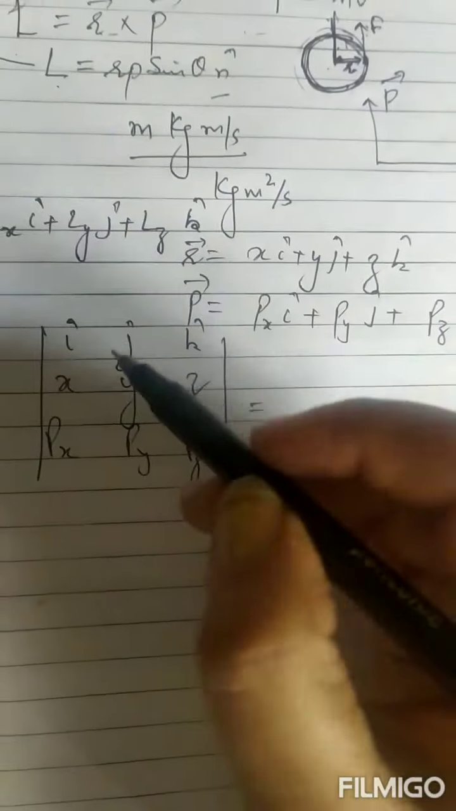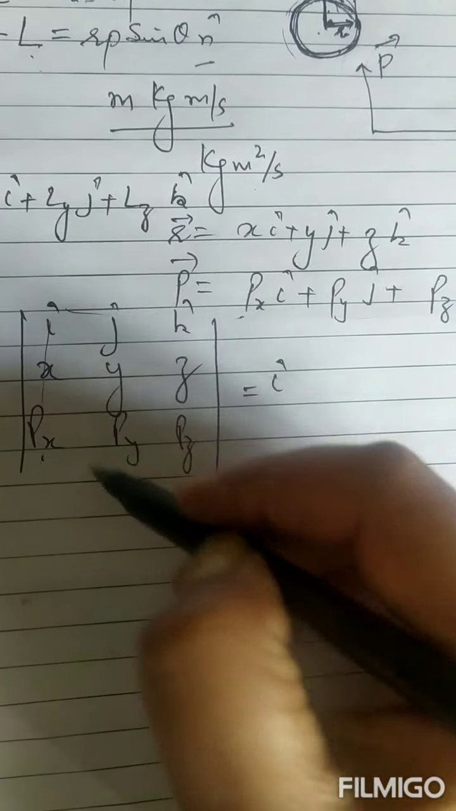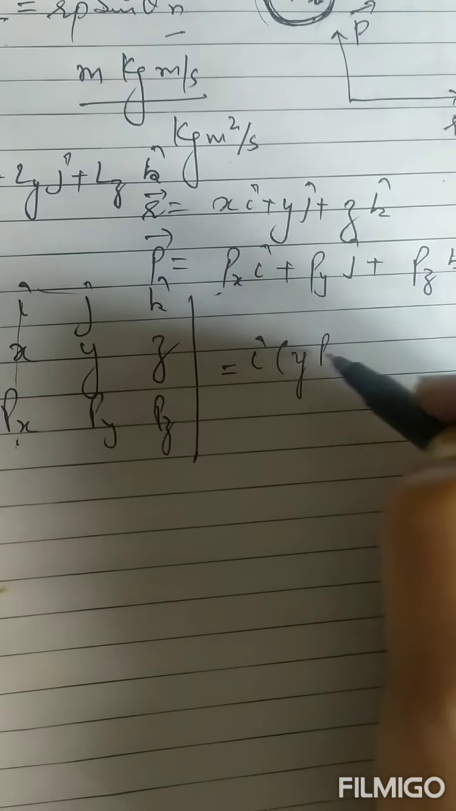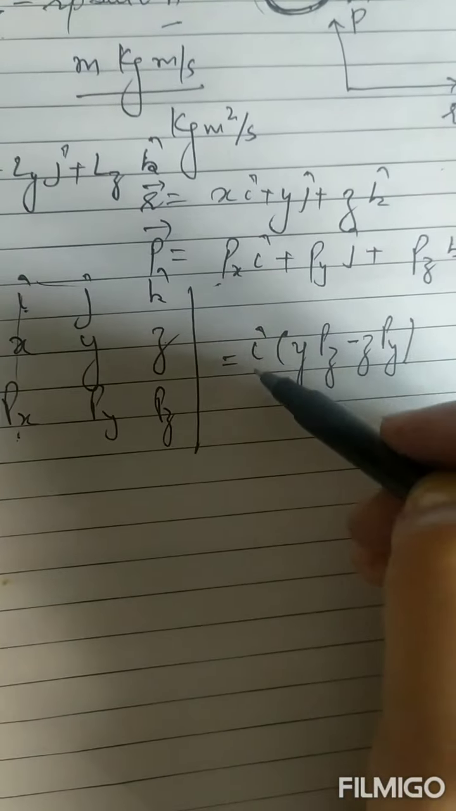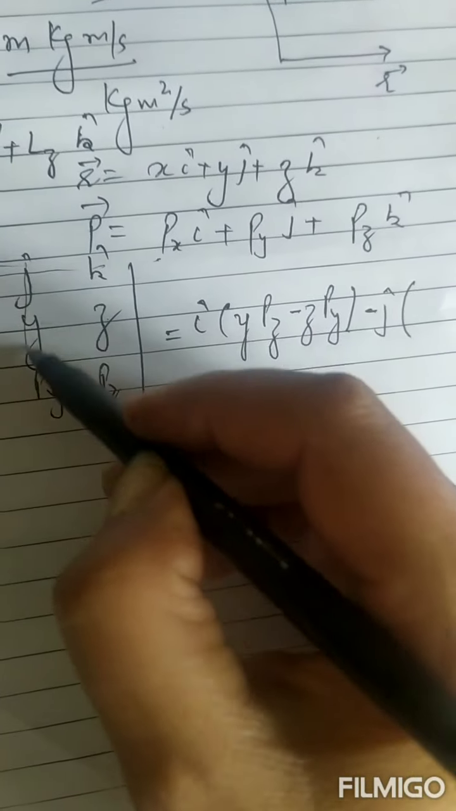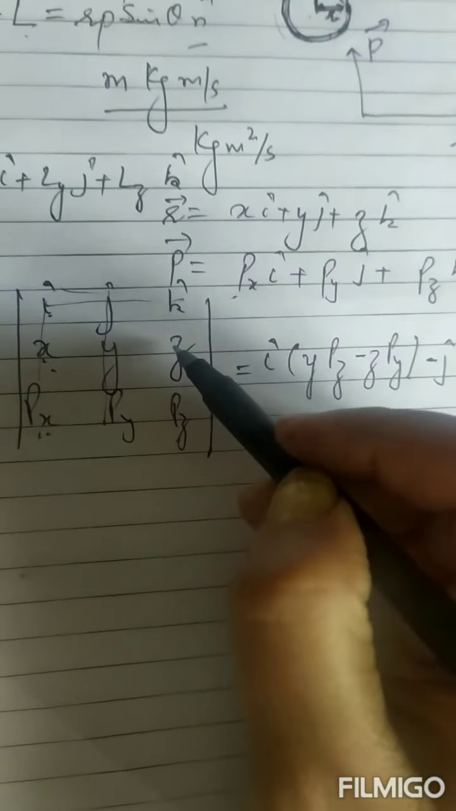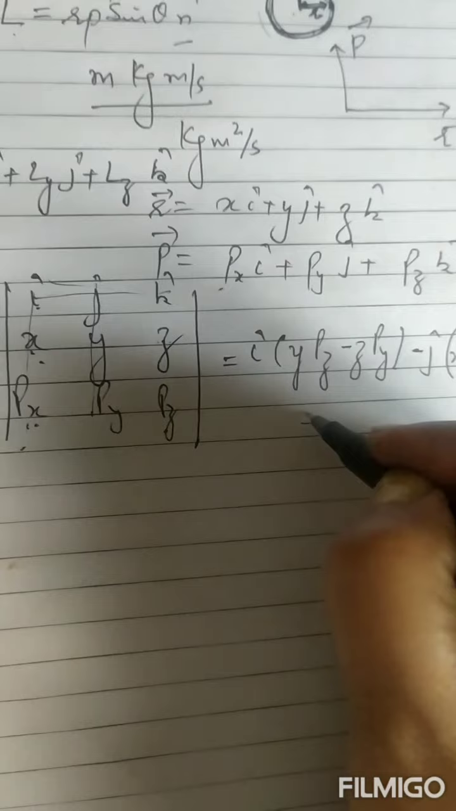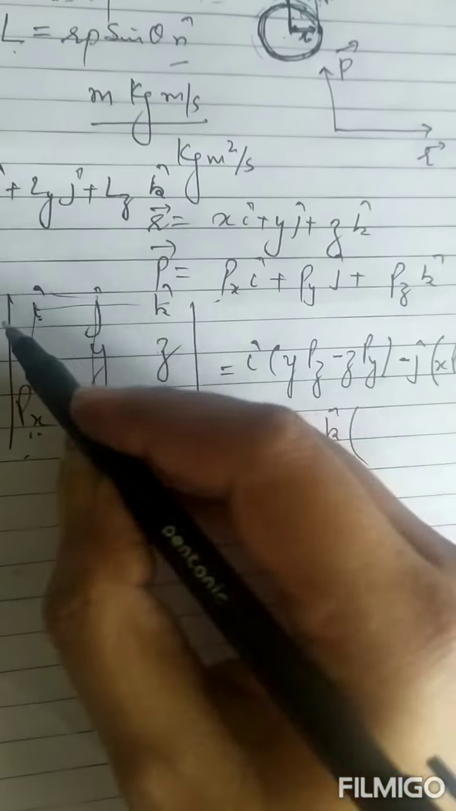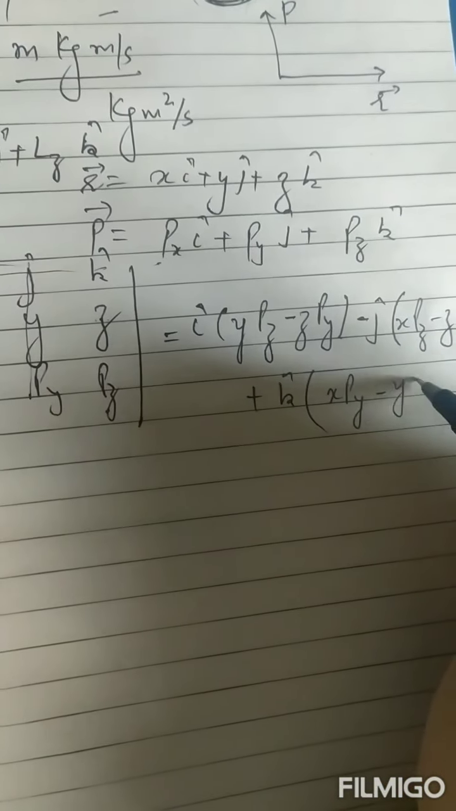After that, solve it. If we are taking i cap, leave this column and this row, so we are left with only this. Inside the bracket it is y pz minus z into py. Then here I have put a positive sign, so next is a negative sign, minus j cap. Then leaving this row and this column containing j, we are left with x, z, px and pz. So it will be x pz minus z into px. Then plus k cap. Leaving this one and this one, we are left with only this. So it is x py minus y px.